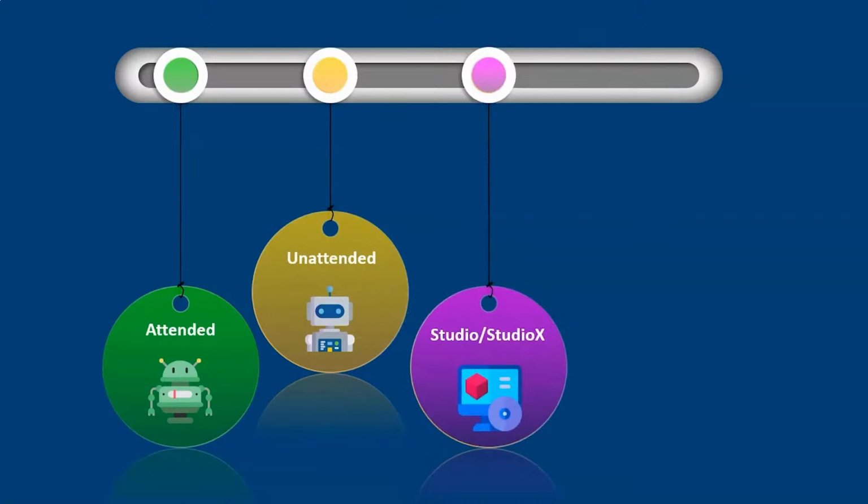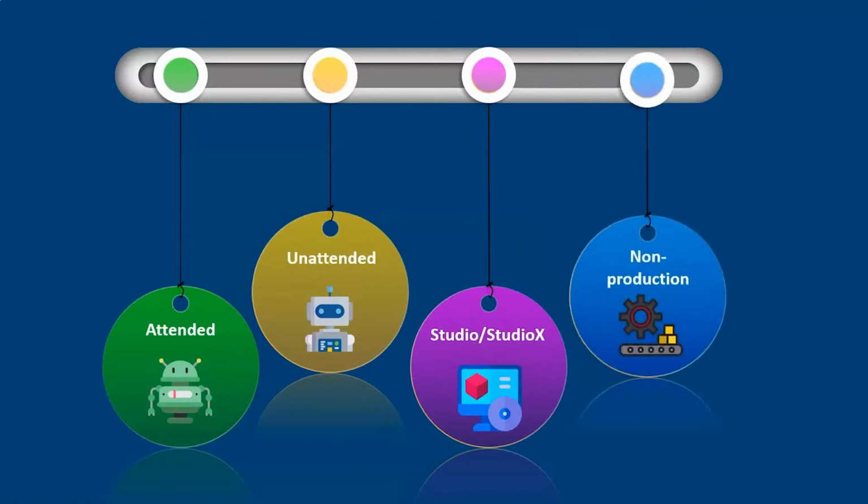Studio or Studio X. They have unattended robot capabilities, but it should only be used to connect your Studio or Studio X to the orchestrator for creation purposes. Non-production robots are similar to unattended robots, but they can only be used for research and development. Attended, unattended, non-production, Studio, and Studio X robots can all be operated from a single location.